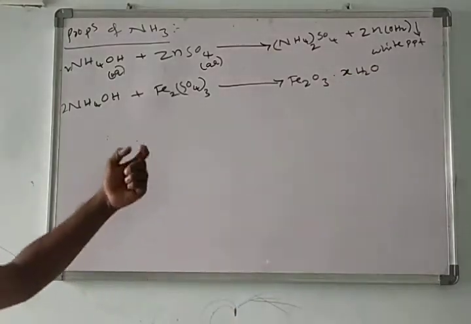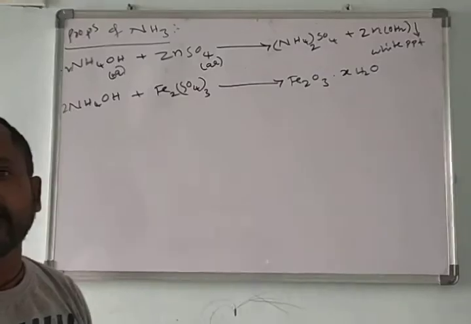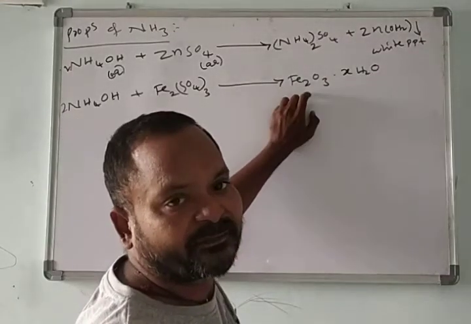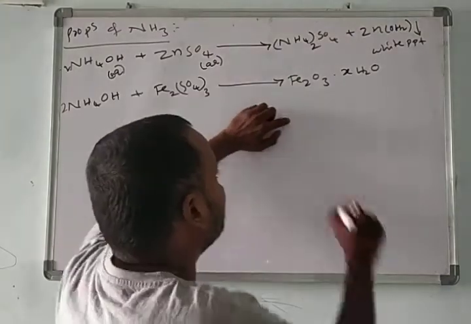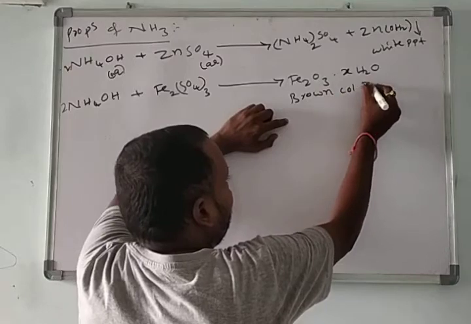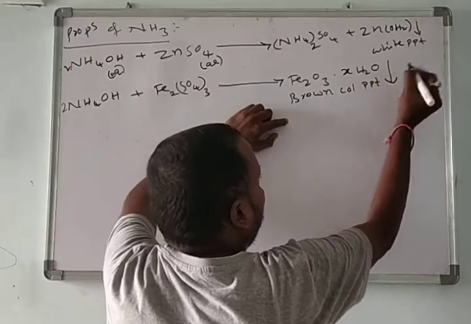Actually, here ferric hydroxide was formed. Ferric hydroxide easily loses the water and forms ferric oxide. The Fe2O3 we call ferric oxide. This is a brown color precipitate. Brown color precipitate was formed here.